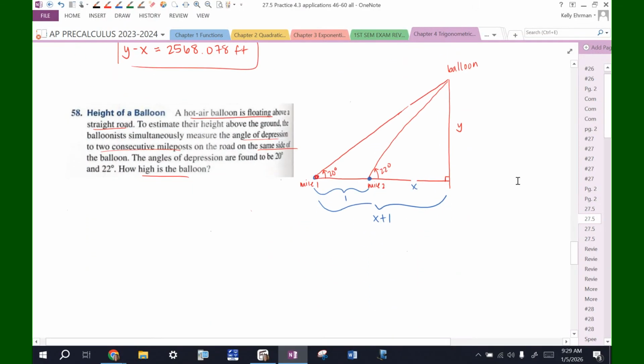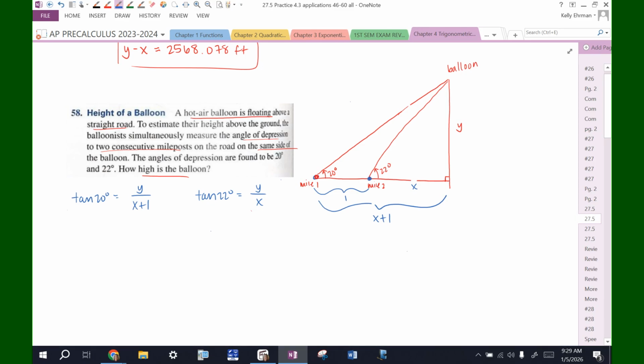All right, so let's start with the big triangle. So ignore the 22. You just have this big triangle on the outside. So it would be the tangent of 20 degrees equals opposite Y over adjacent, which is X plus 1. And I'm not going to solve that yet. I'm going to put a pin in that. And then what's the other smaller triangle? It's the tangent of 22 equals Y over X.